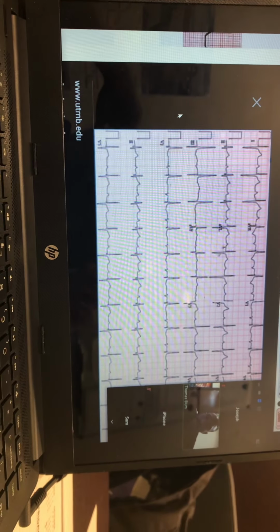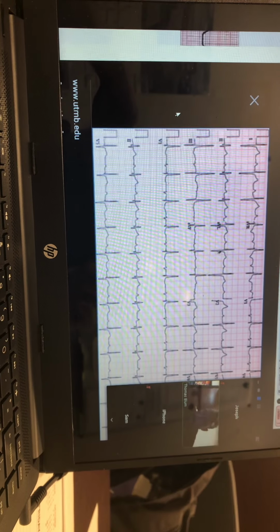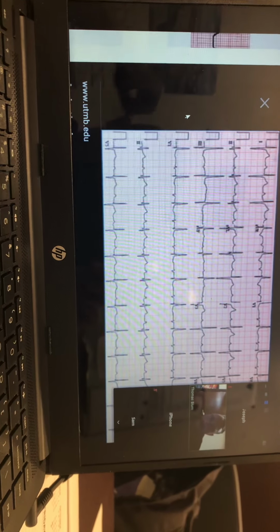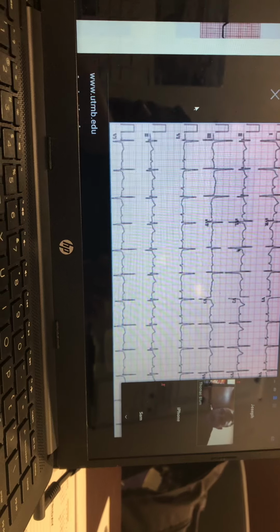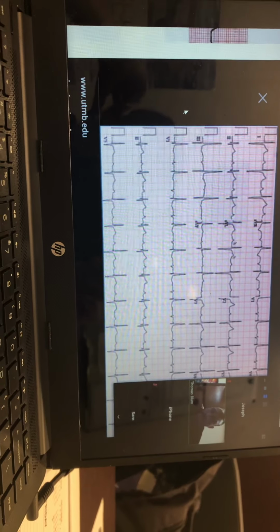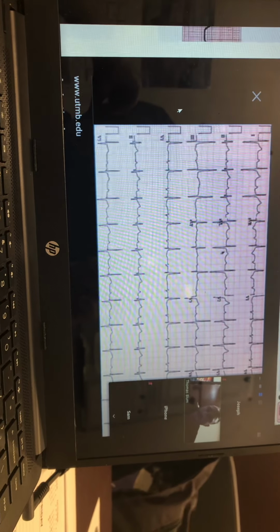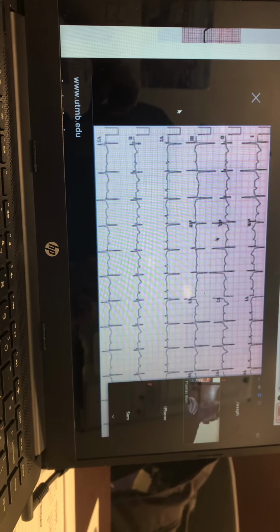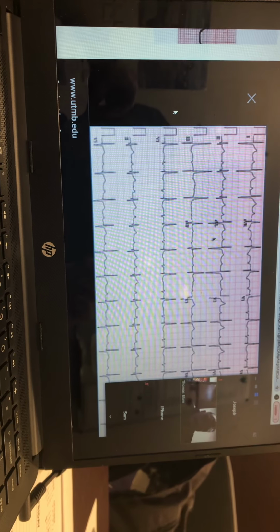I'm going to go over to a continuing lead, all right? And once again, my J point is right in line with my isoelectric line. My T wave doesn't appear hyperacute. It's not inverted. All right, so I've got no signs of ischemia or injury in my high lateral leads.